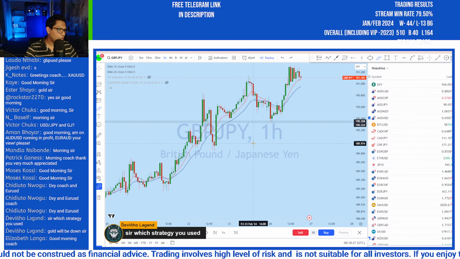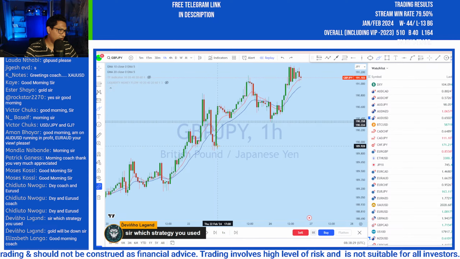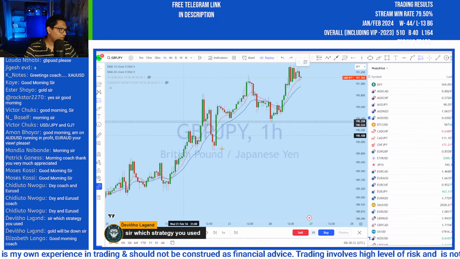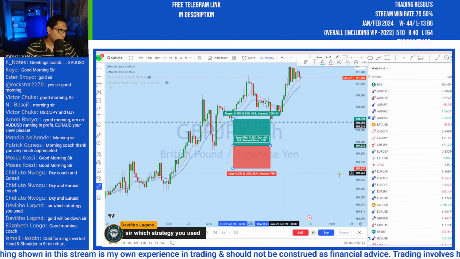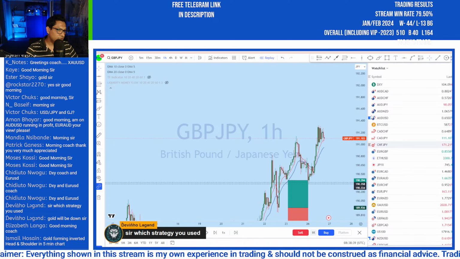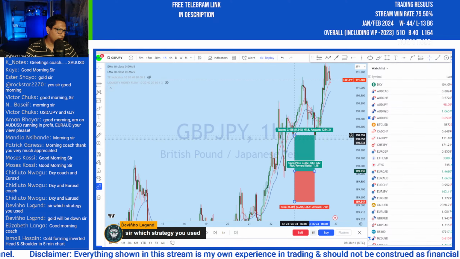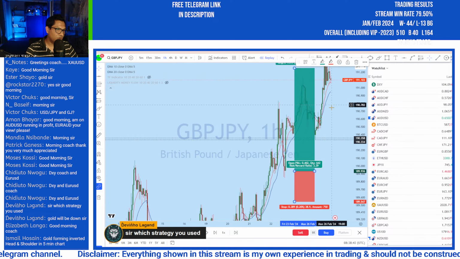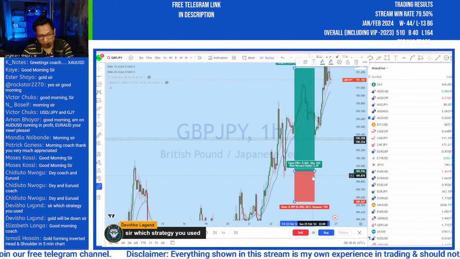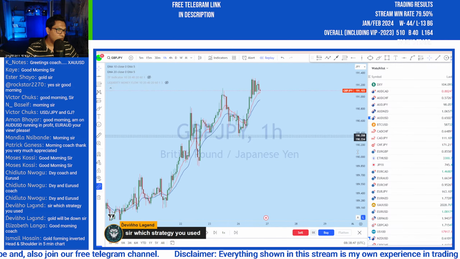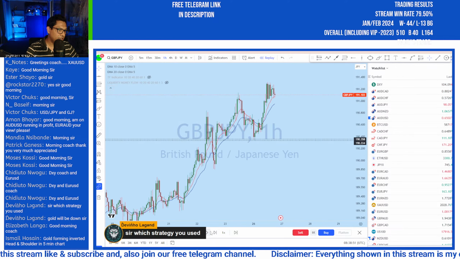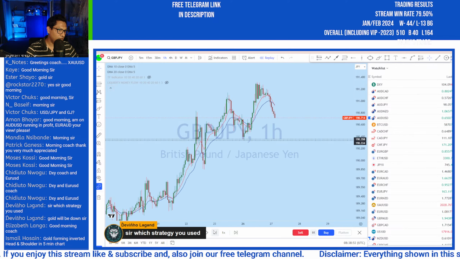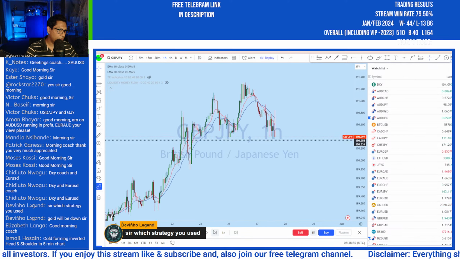When you buy from here, after the break of this structure, with even a small or medium sized stop loss, even if you put the stop loss here, you can see how much profit you can gain from this single trade. That's how you can find a trade that is high probability and will give you a very high probability trade setup.